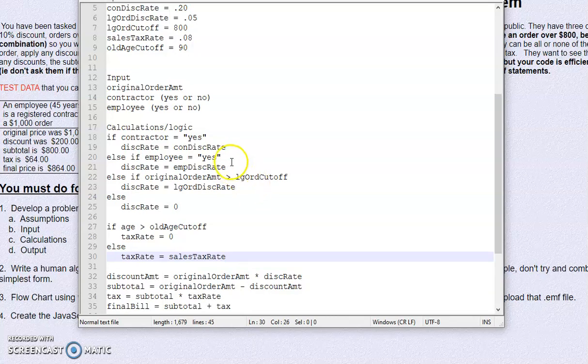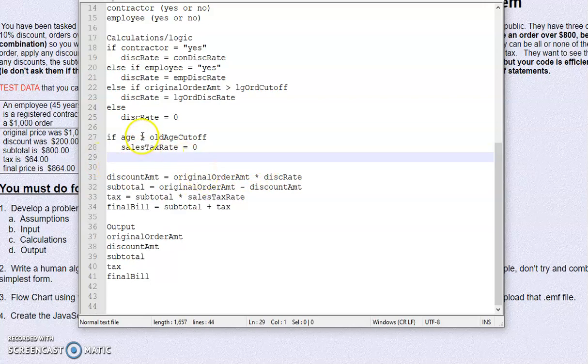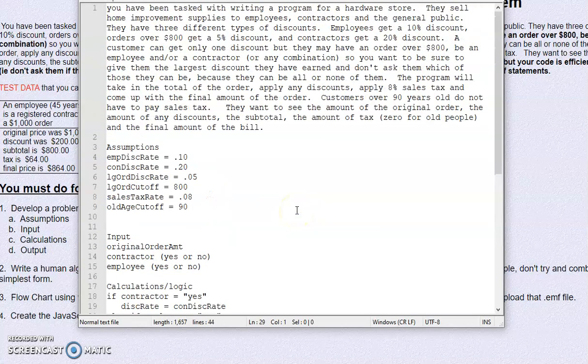So that's one way of doing it, and I like this way because it's very descriptive. Another way you can do it is you can take this and copy it here, and then use this. So if their old age is over, then the sales tax rate is changed from 0.08 to 0. But we always still use the same sales tax rate. So either way is good. It's probably a little bit better because it's a little less confusing.